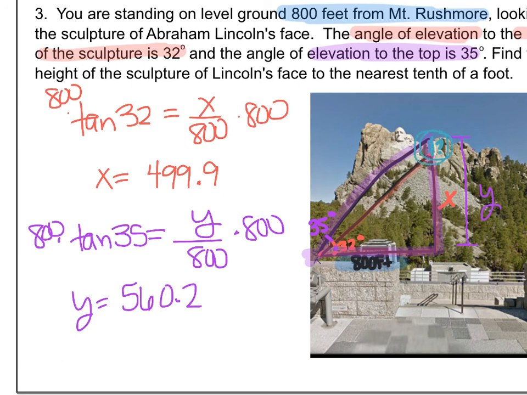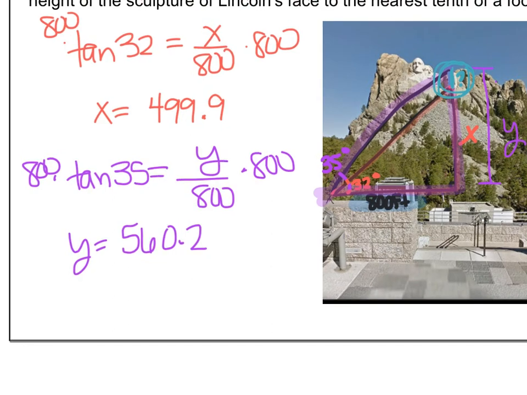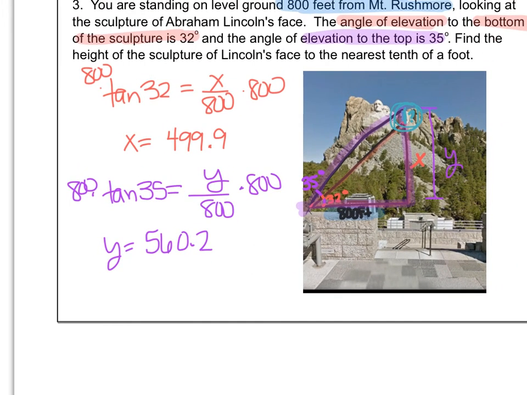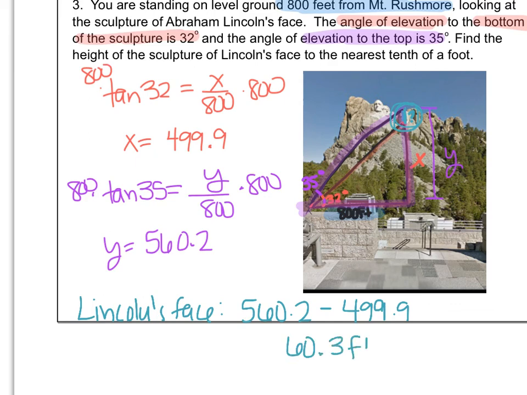But again, the goal was to find where I put that question mark right here, which is just what's the height of his face. That's all we wanted to know. But we had to use each individual triangle first. And now if I wanted to know that piece, it's simply a geometry problem. We're trying to find that top part. We know the bottom part is the 499.9 and the whole thing is 560.2. So all we got to do to finish this problem to figure out the height of his face is we're just going to subtract. So it's going to be the 560.2 minus the 499.9, and that would tell me that his face is 60.3 feet long.